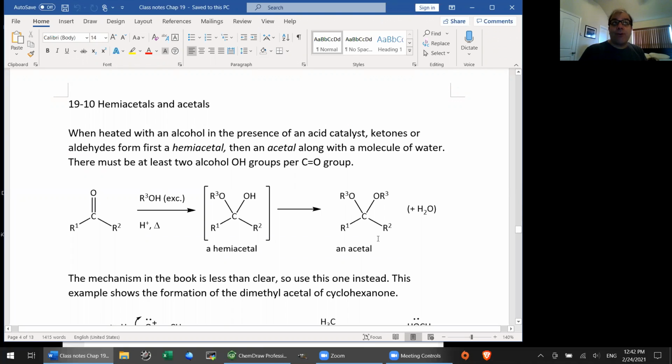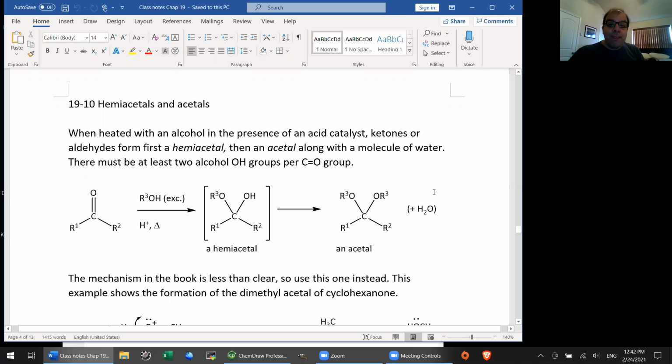So you may remember in the chapter on nucleic acids, we talked about an NO acetal. And that's the same type of thing, except instead of 2 oxygens, you've got a nitrogen and an oxygen. So in a normal acetal, you've got 2 oxygens there. So that's the definition of acetal. It's a compound of this type.